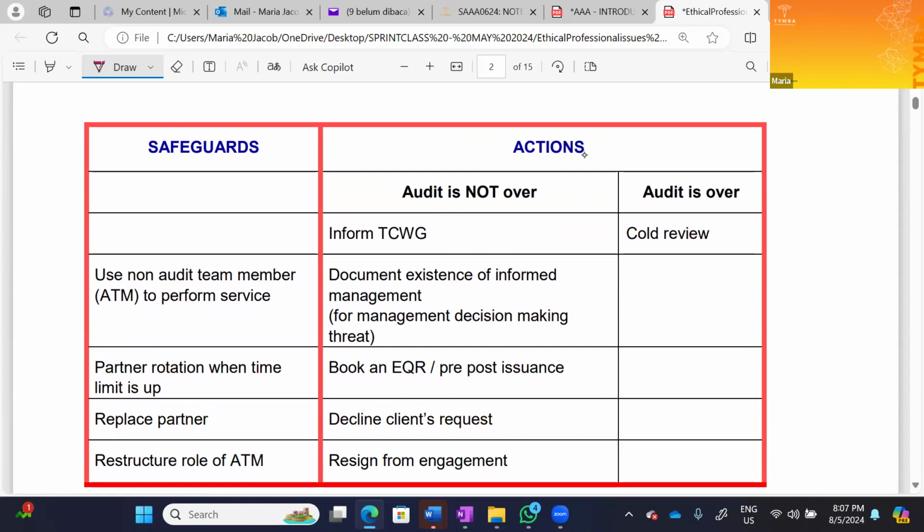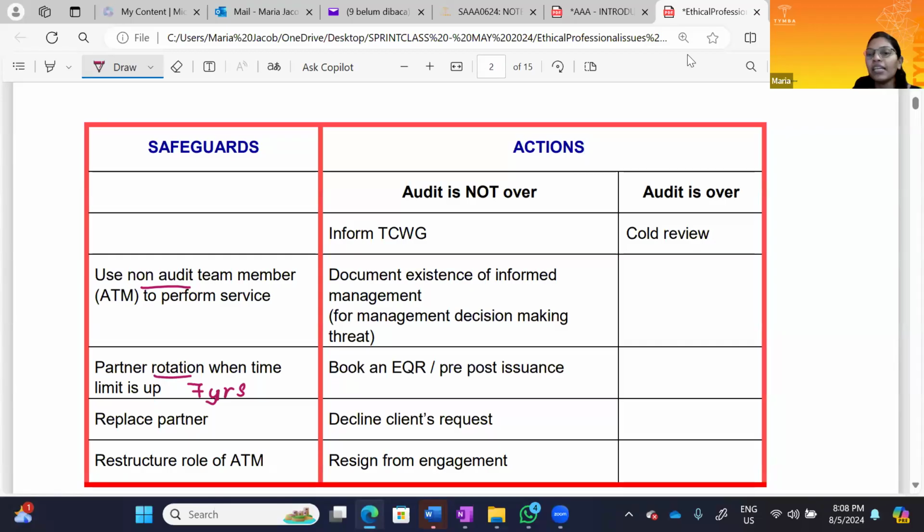Using non-audit team members to perform the service, partner rotation when the time limit is up. So how often do we need to rotate our partners? After how many years? 7. Yes, after 7 years. And then we have to replace the partner when they are no longer independent, and restructure the role of audit team members when we have too much of a familiarity threat or self-interest threat in the audit team member. So these are some examples of safeguards that you have to explain.